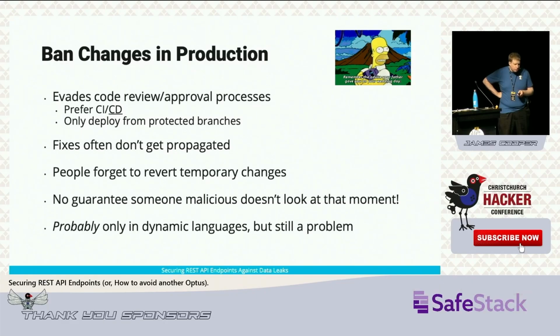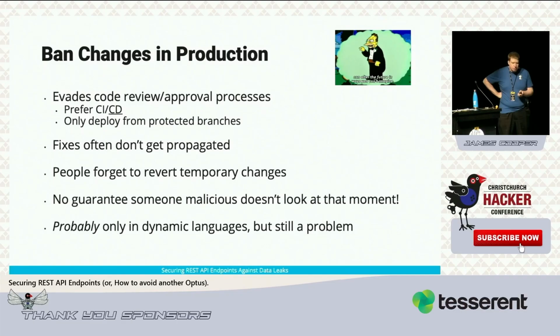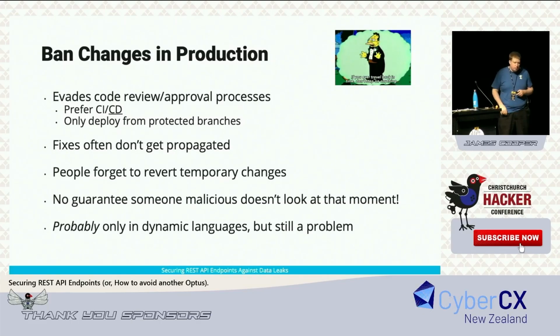So there's a few reasons for that. The first thing is, of course, it dodges all the code review that we just said is really important. So if you can, have a CI/CD process, preferably one where you can deploy fast, and only deploy from those protected branches, so that people can't say, "Oh well, I'm just going to make this one change real quick," and then bad things happen because there may be some mistake somewhere and no one reviewed it.